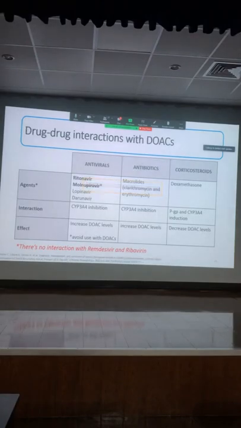Yes, this is the drug interaction with DOAC. Okay. In antivirals, there are three or four types of antiviral. Antibiotics are macrolides and clarithromycin, while cortisone such as dexamethasone. Interaction can increase CYP3A4 with antivirals, and antibiotics can inhibit CYP3A4. In cortisone, P-gp and CYP3A4 are induced. The effect is to increase the drug level with antivirals, but cortisone can decrease the drug level. There is no interaction with remdesivir and ribavirin. These are two agents of antiviral.